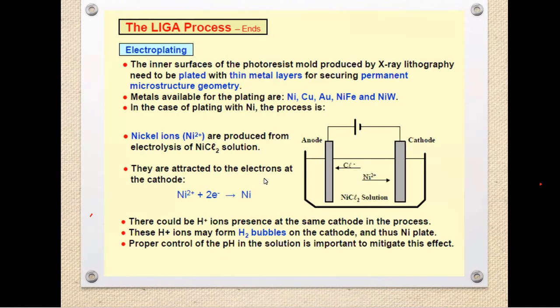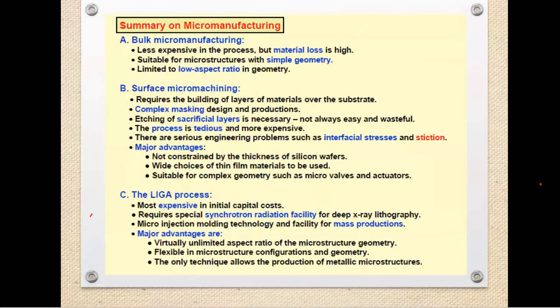So we have discussed three types of process. The first one is bulk manufacturing, the second one is micro machining, and the third one is the LIGA process.